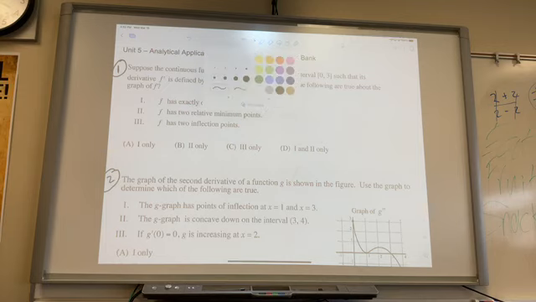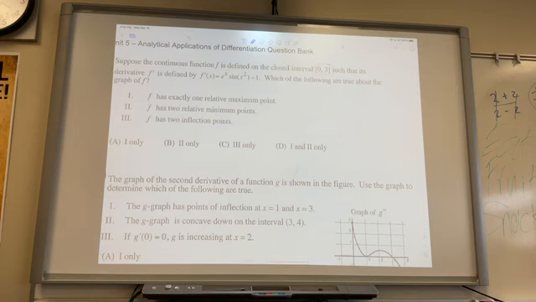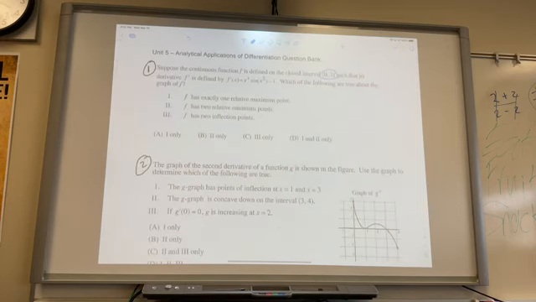Suppose the continuous function f is defined on the interval of 0 to 3. That's quite important. The derivative is defined by that. Which of the following is true of the graph of f? My friends, this is going to be a calculator question. I believe it has to be a calculator question. Okay? We grab our calculators.